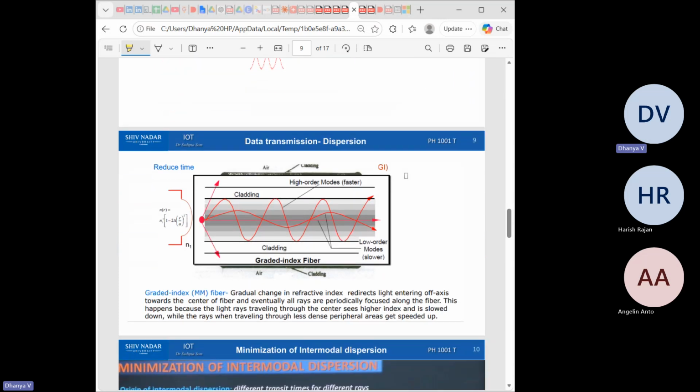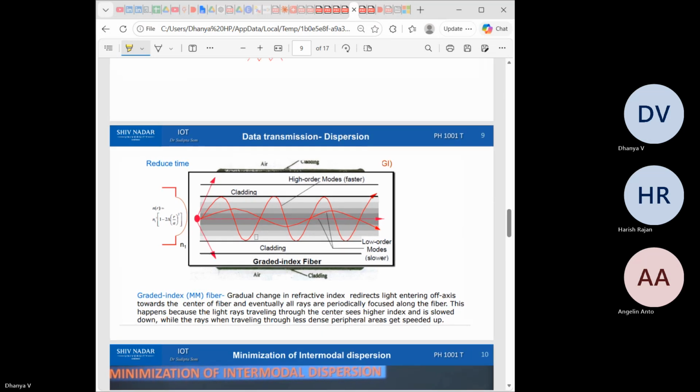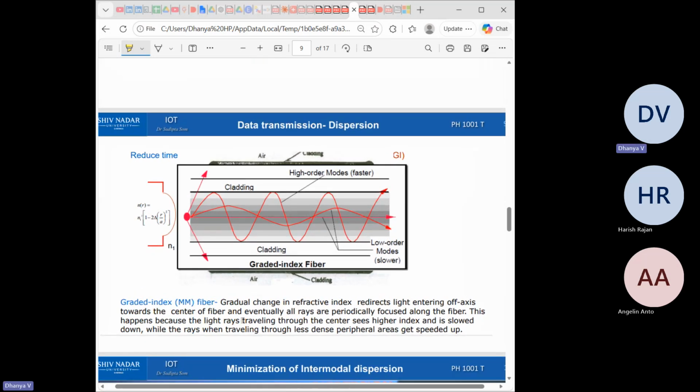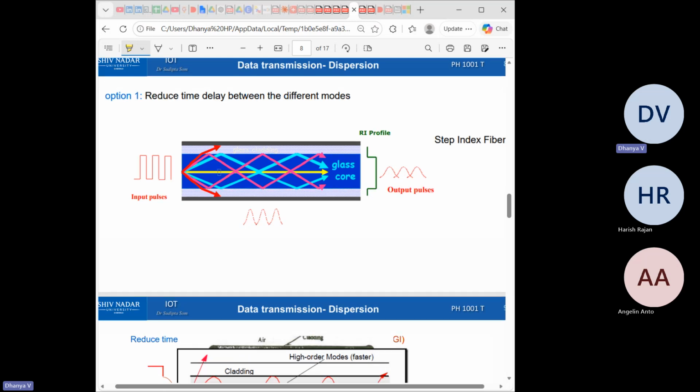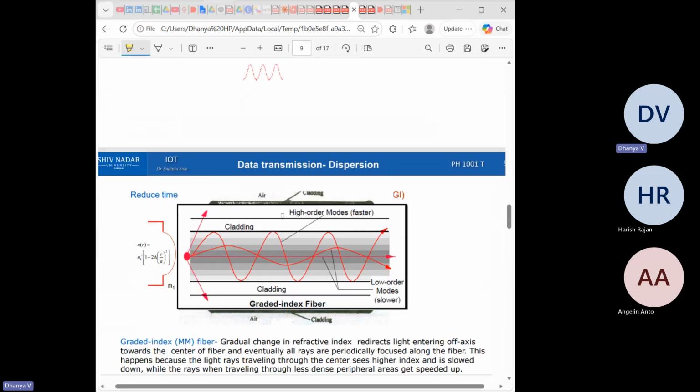But can you make it much better? That's when you get your graded index. Here there are multiple refractive indices, right? So it gets bent and bent. If you see here, there are gradual changes in the refractive index. Everywhere there's a different refractive index. Here we just had N1 and N2, two different refractive indices, but here it's different everywhere. So it gets bent and bent and bent, and eventually all rays are theoretically focused along the fiber.